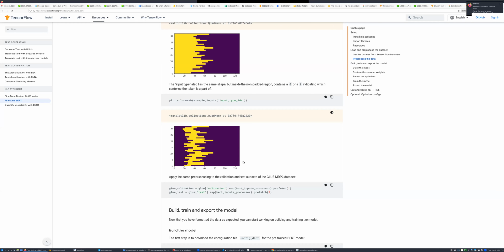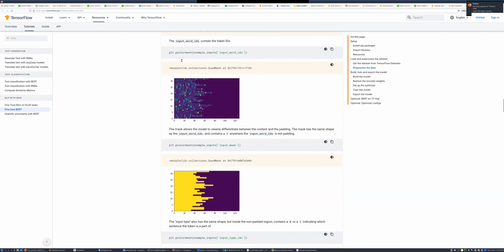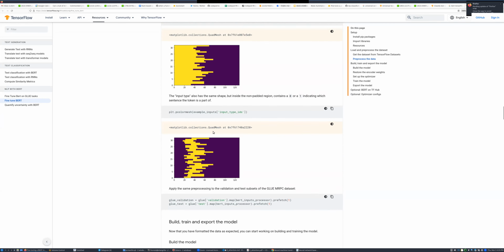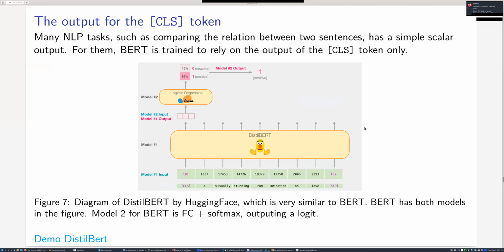They use a binary matrix to represent different segments of the input sequence. So if you use TensorFlow to implement BERT, you need these three parts: the input ID, the token ID being inputted, the mask, and the segment encoding. Any questions? All right, so let's go back here.